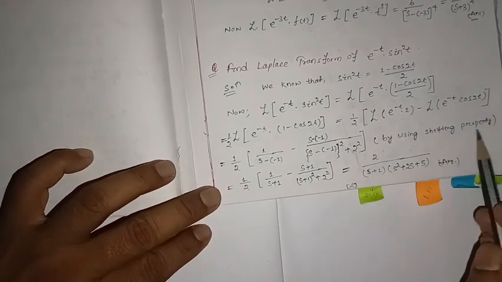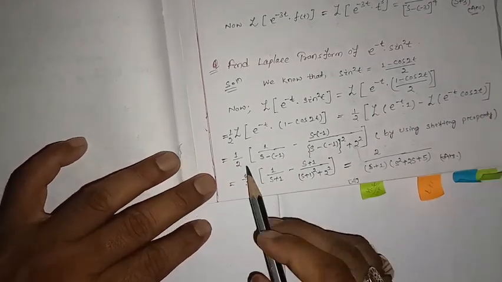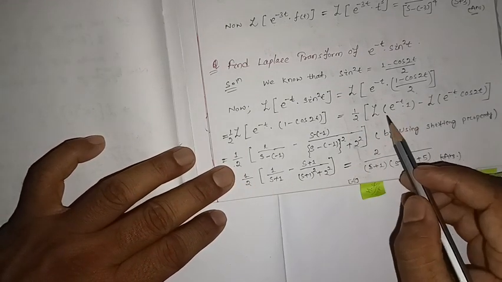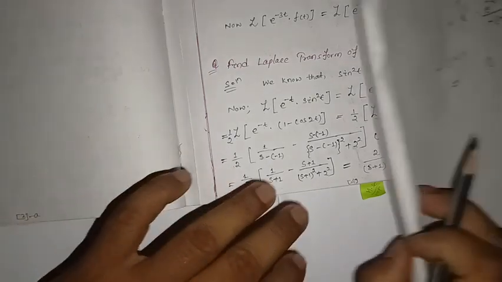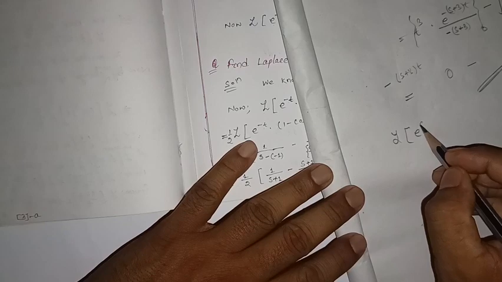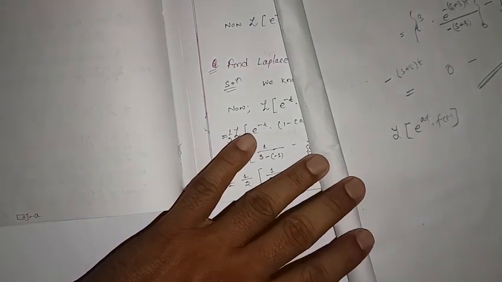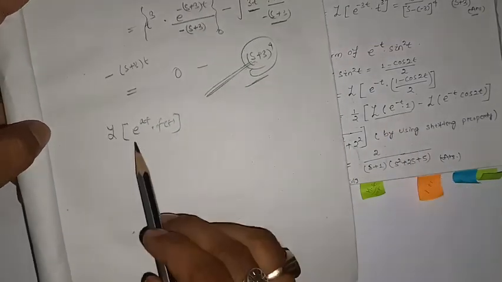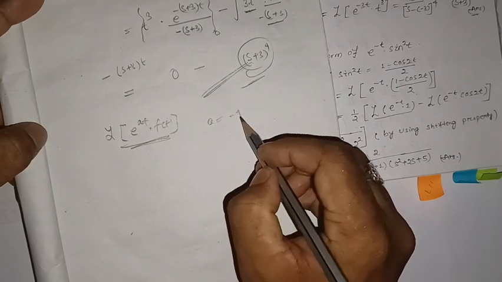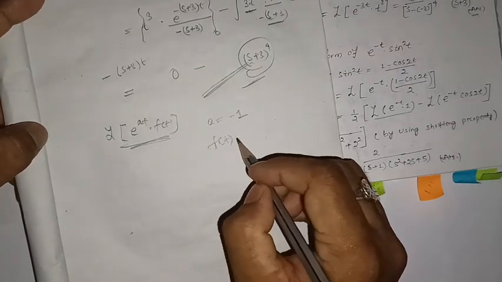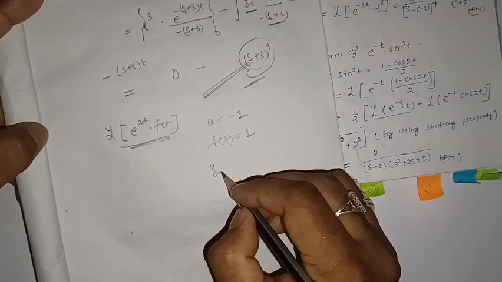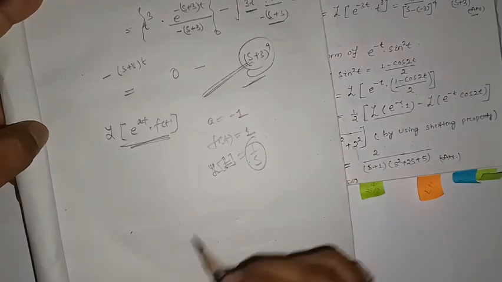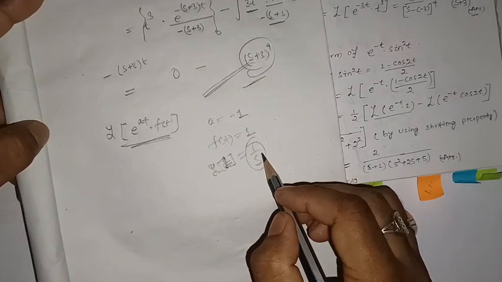Right, now we are going to use the shifting property. So here you can see 1 by 2 is there. Now here you can see this term is in the form of Laplace transform of e to the power at into f of t. How? If I compare this term and this term, here a is nothing but minus 1, and f of t is nothing but 1. So the Laplace transform of f of t, that is of 1, is nothing but 1 by s, that we know.